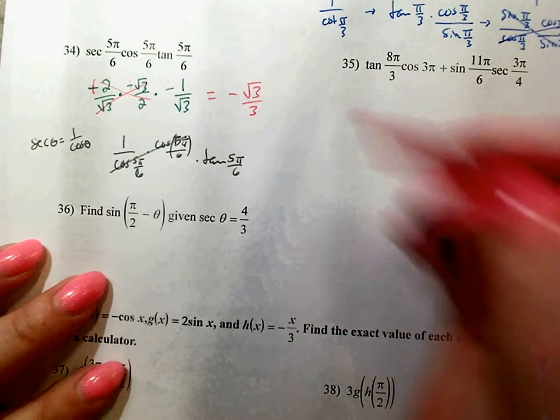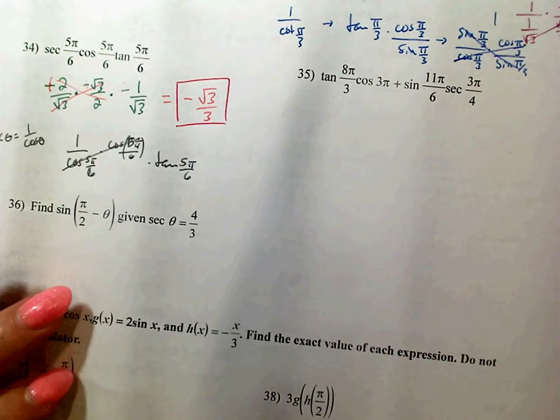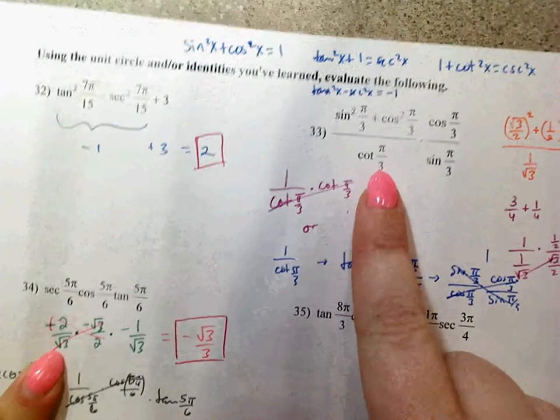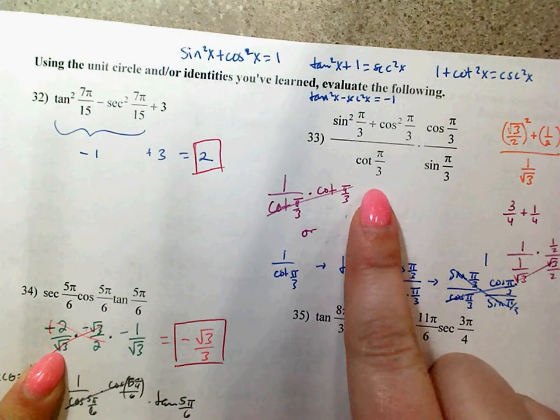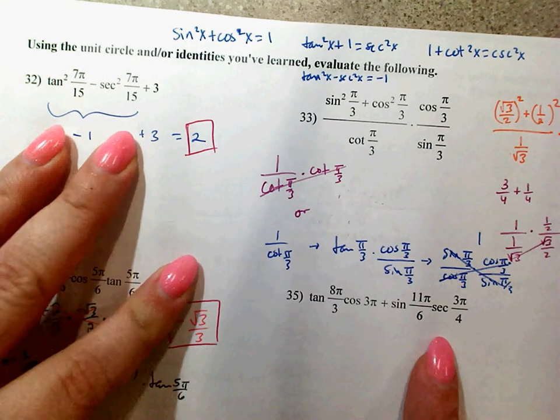So, number 35. You can only simplify things if they have the same angles. These all have the same angles, so I could look for stuff like that. This has the same angles, so I can use the identities. None of these angles are the same, which means I'm going to have to just use my unit circle.